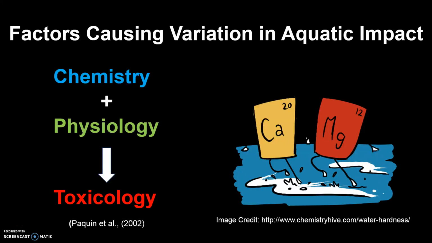Physiology is another important factor in determining toxicity. Metal has been shown to affect the ability of aquatic organisms to reach their internal ion pools, which can lead to death. According to Paquin et al., quote, research has been shown that the gill is the primary site of toxic action for most metals, unquote. Therefore, understanding the physiology of the gill is very important in our understanding of metal toxicity in aquatic organisms.